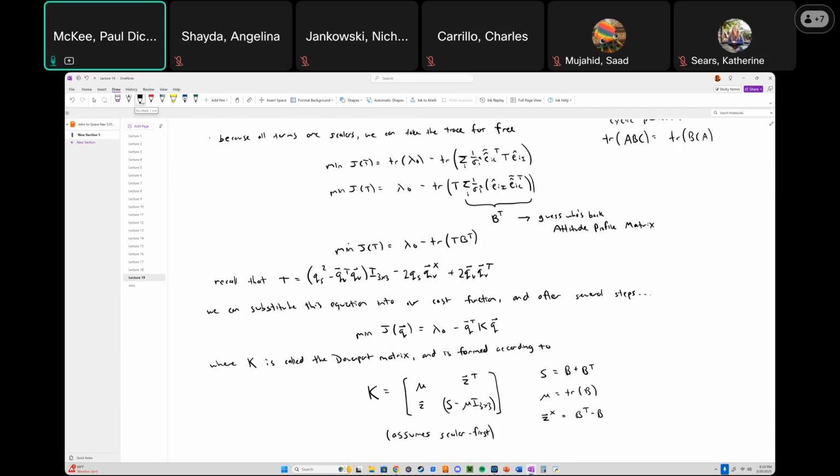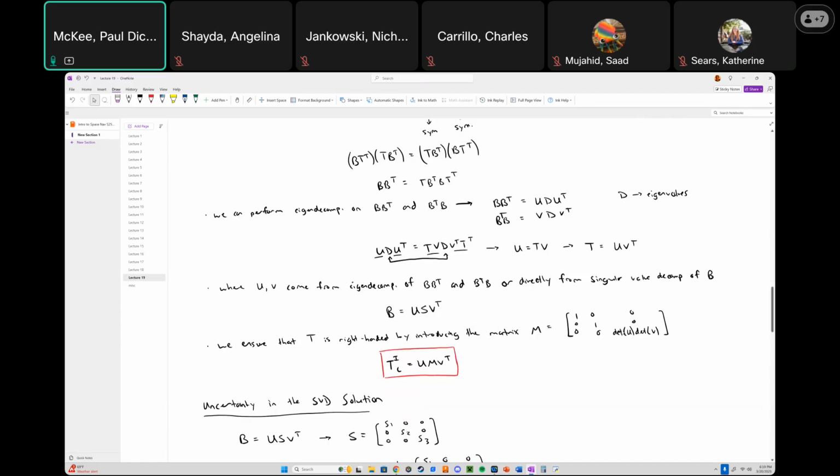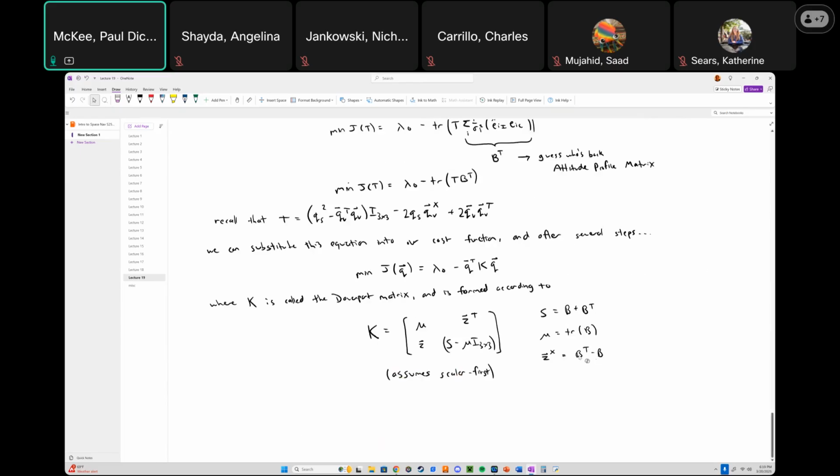But hopefully you see this is not that many lines, right? So in the first method, with the attitude profile matrix, you take the singular value decomposition, you recreate this M matrix, which is almost the identity matrix, except there could be a -1 here. And then you put those back together to get T. In this one, we build the attitude profile matrix. After 3 more lines of code, we can build the K matrix.